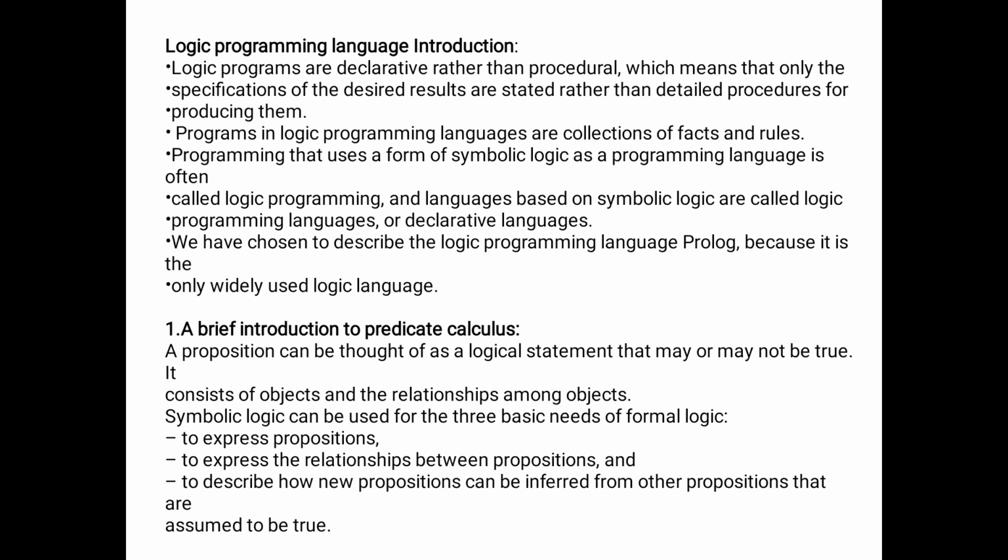A brief introduction to predicate calculus. A proposition can be thought of as a logical statement that may or may not be true. It consists of objects and the relationships among them. Symbolic logic can be used for the three basic needs of formal logic: to express propositions, to express the relationships between propositions, and to describe how new propositions can be inferred from other propositions that are assumed to be true.